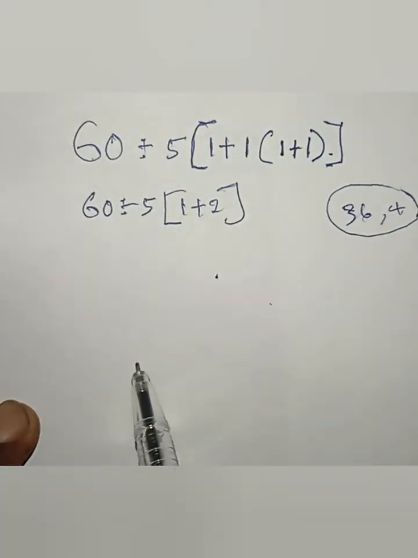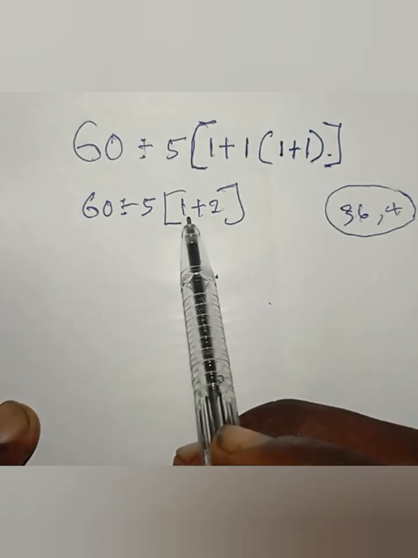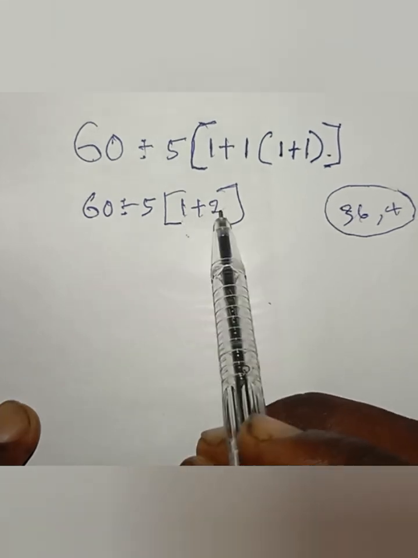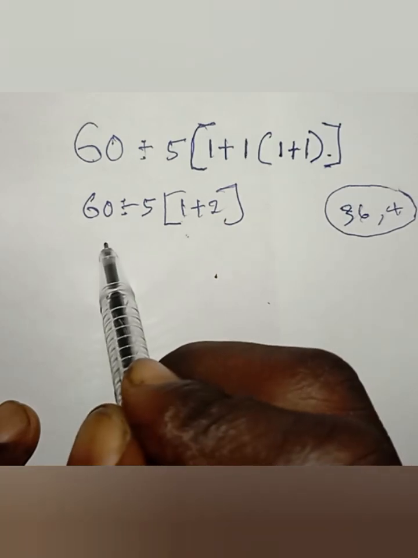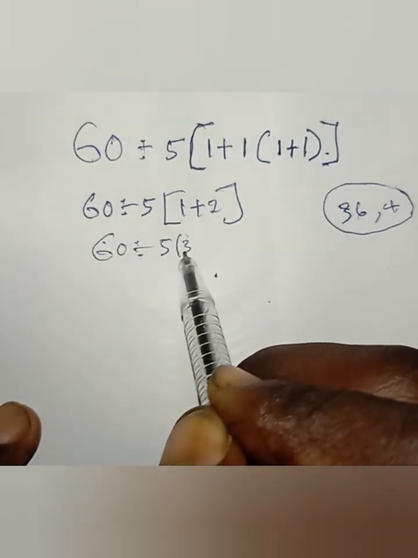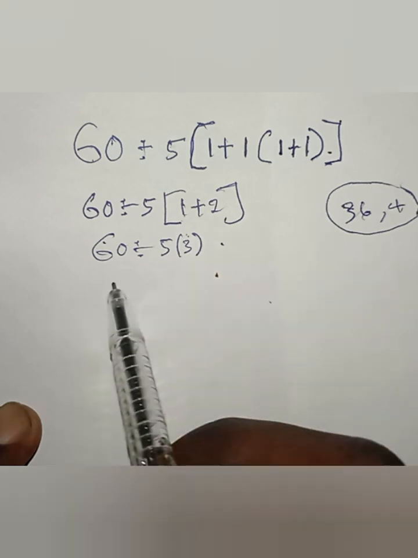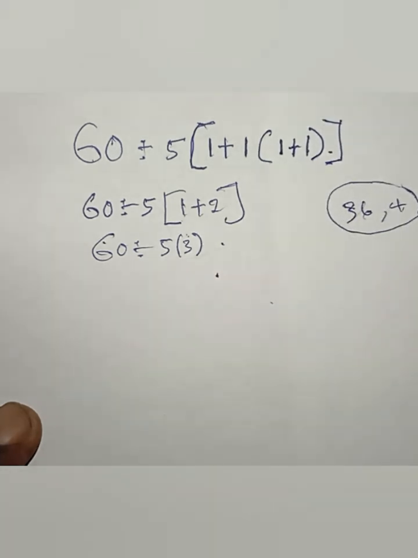So now that we've gotten this, we can still continue to simplify. I'm going to add this: 1 plus 2 is 3. So what I'm going to be having next is 60 divided by 5 bracket 3. Now if you have gone through the comments I've got, you actually see that most persons got to this point, and it is from this point that most persons began having divergent views.